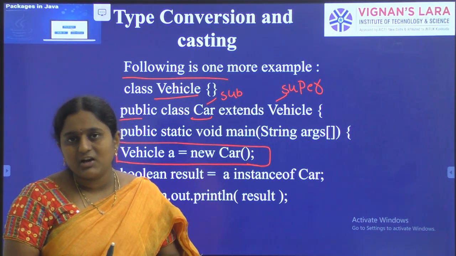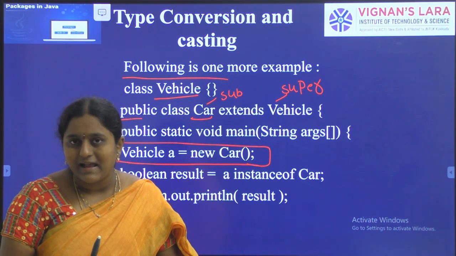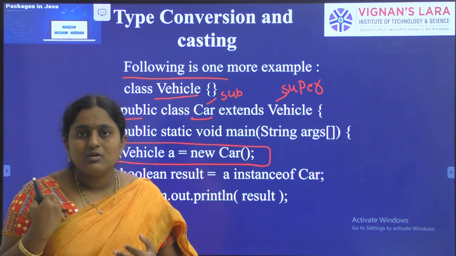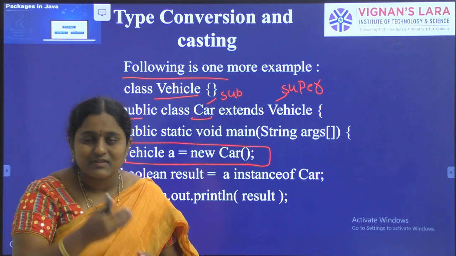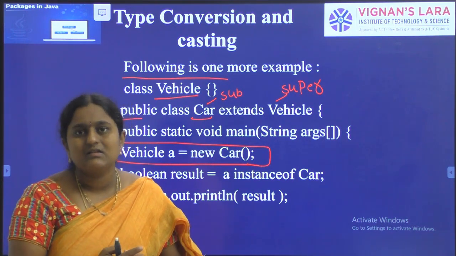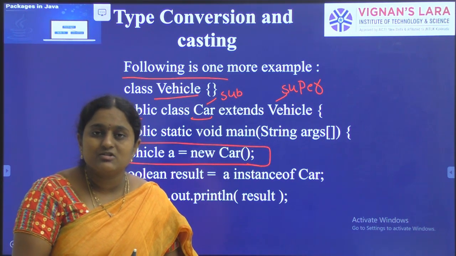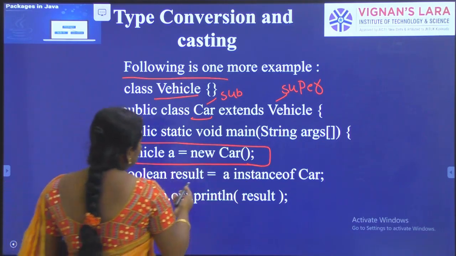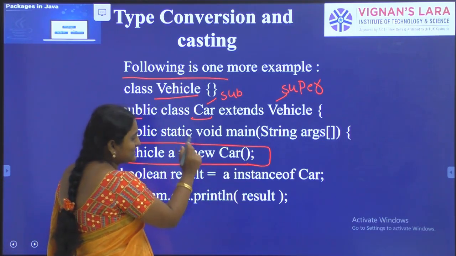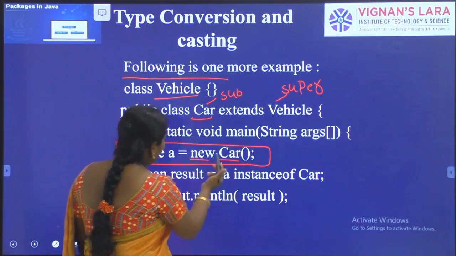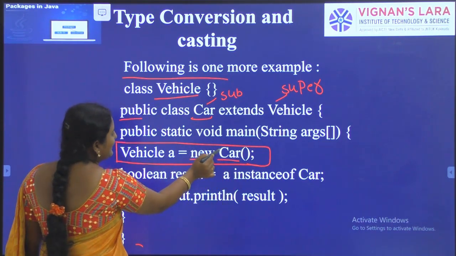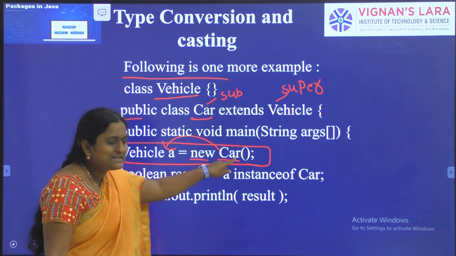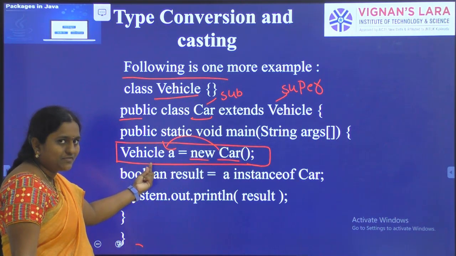Suppose we create an object of the superclass only, then we can access superclass members but not subclass members. So if we create an object of the subclass, we can access both superclass and subclass members. It is a relationship between superclass objects and subclass objects. Here I am creating an object of the subclass, Car. This subclass object is assigned to the superclass reference variable.